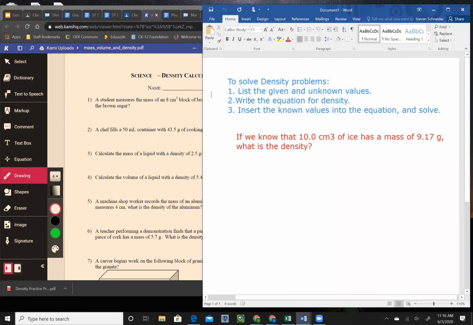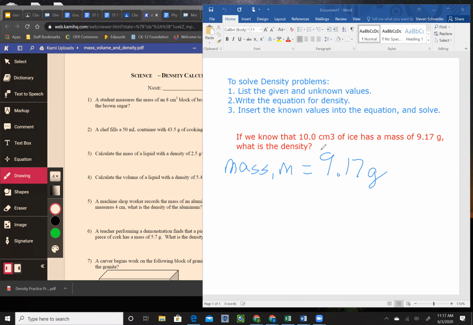I'm going to work through this problem as an example, okay? Let me put on my annotate here, and let's see if I get good handwriting or not on the computer. The given in this problem is mass. And remember, you don't have to write out mass. I would probably write M, okay? So mass is equal to 9.17. You kind of have to go back to your metric system. Remember that grams is mass, it's weight. That's what's given here.